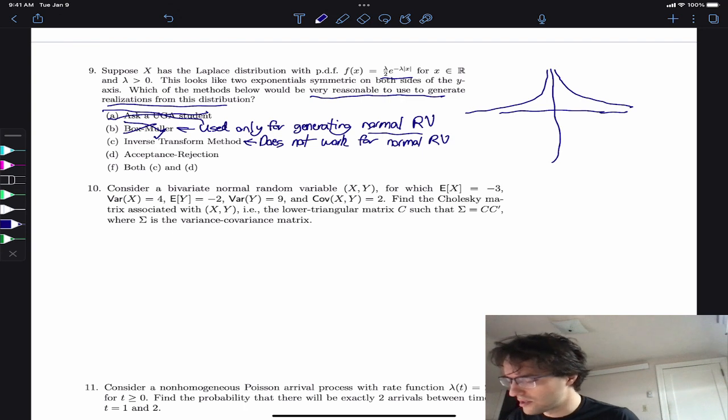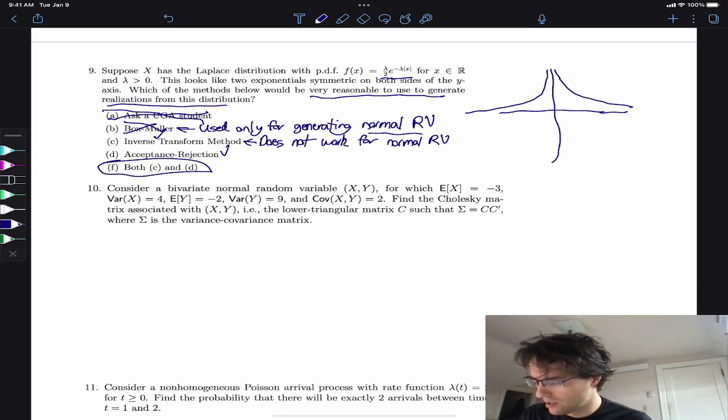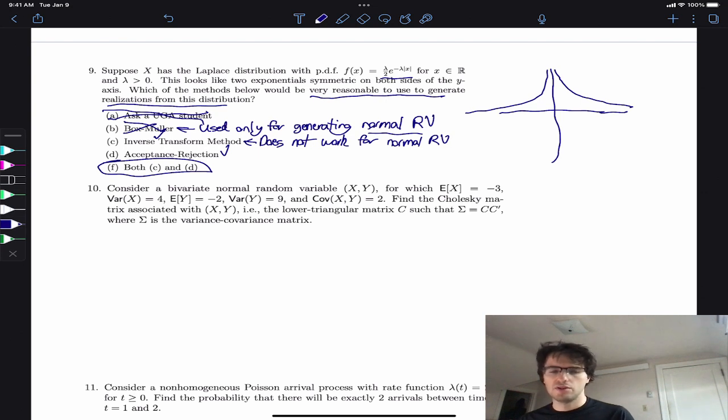But regardless, acceptance rejection is a good method in general for a lot of random variables. So in this case, the answer choice is F because both C and D are true. One other thing I'll point out for acceptance rejection is that you need to have the PDF be finite in order to really use it accurately. And in this case, that is also the case because this will always be a finite PDF.